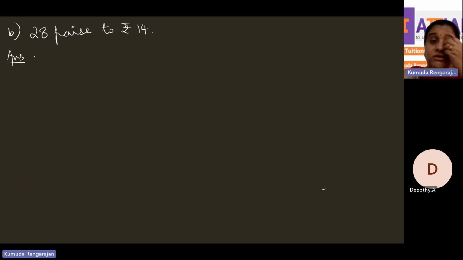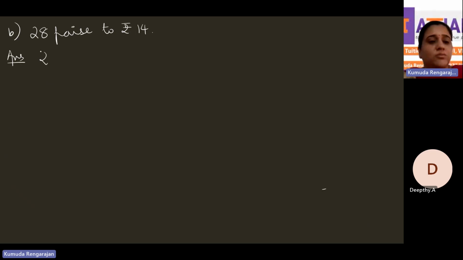So which one will you convert? Rupees to paise or paise to rupees? No, rupees to paise, because rupees is a larger, greater unit, right? Rupees is a greater unit. So we convert the greater unit to the smaller unit. So we'll convert rupees to paise.